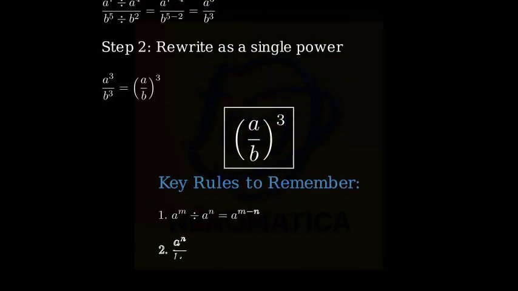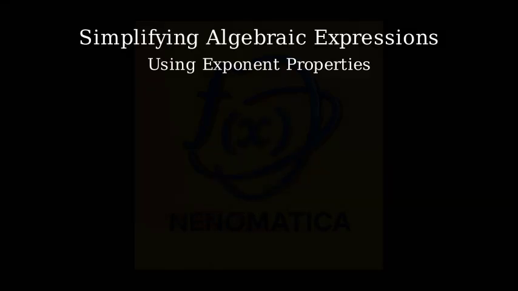And that's how we simplify this type of expression involving exponents and division. Remember the key rules we used. When dividing terms with the same base, subtract the exponents. And when we have the same exponent in both numerator and denominator, we can rewrite it as a fraction raised to that power. These fundamental rules will help you solve many different types of exponent problems. Let's see how we can use exponent properties to simplify complex expressions step by step.